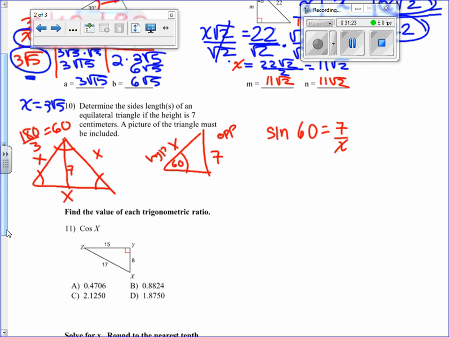And since x was on the bottom, I had to divide. So x is equal to 7 divided by the sine of 60 degrees. And I ended up getting 8.1.